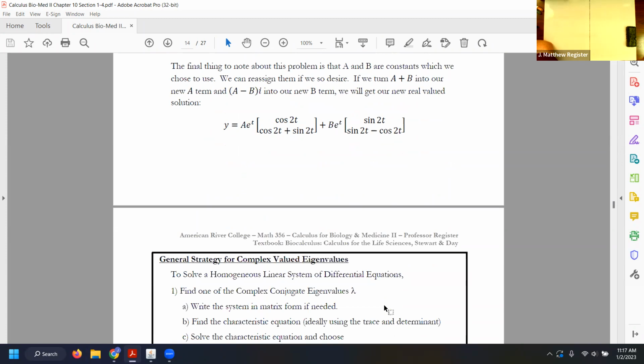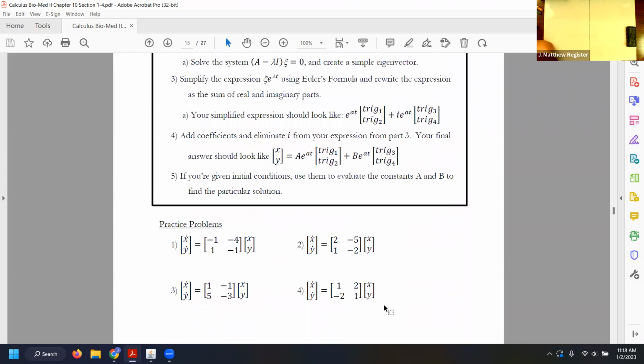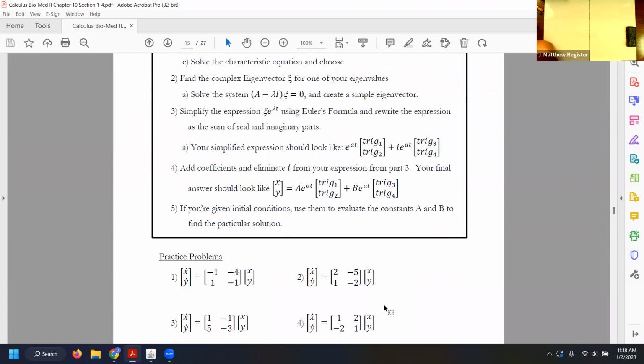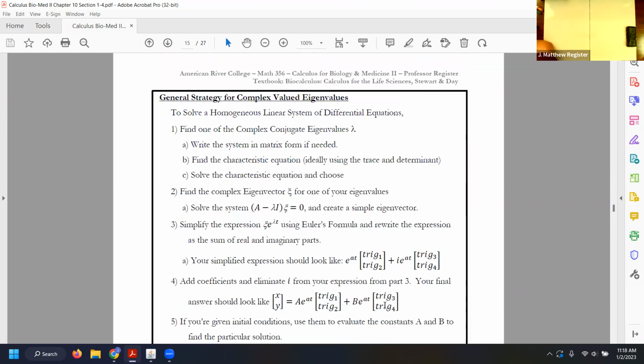As always, we can find a particular solution if we're given information. Usually that's a little bit trickier, but it's not that bad. It's really the same process as before. You'll just have some trigonometric functions to play with.